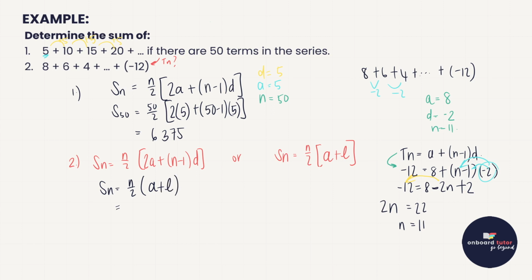And we know now that there are 11 terms in this series. So it's 11 over 2, bracket, A had a value of 8, plus our last term there was minus 12. And now we can calculate. 11 over 2 multiplied by 8 minus 12 gives us an answer there of minus 22. So the sum of this series is negative 22.